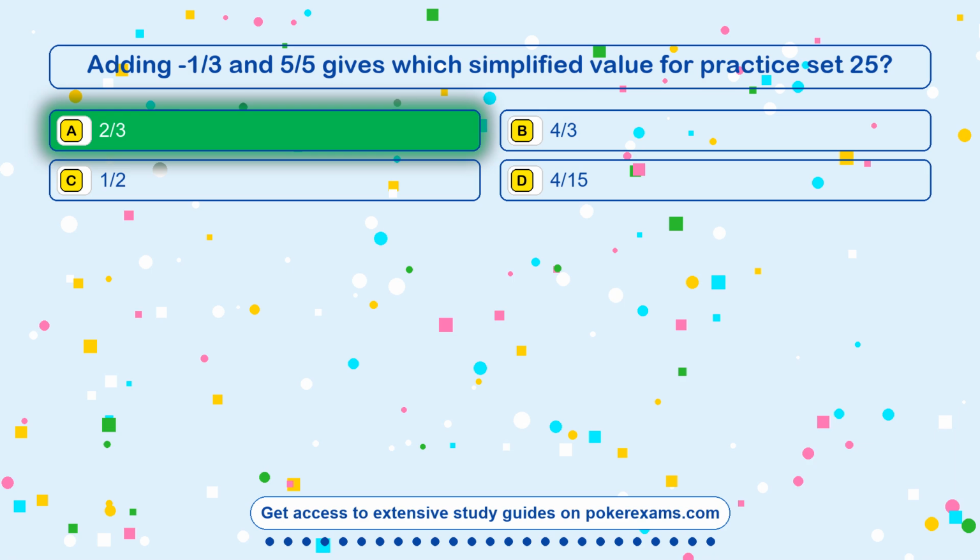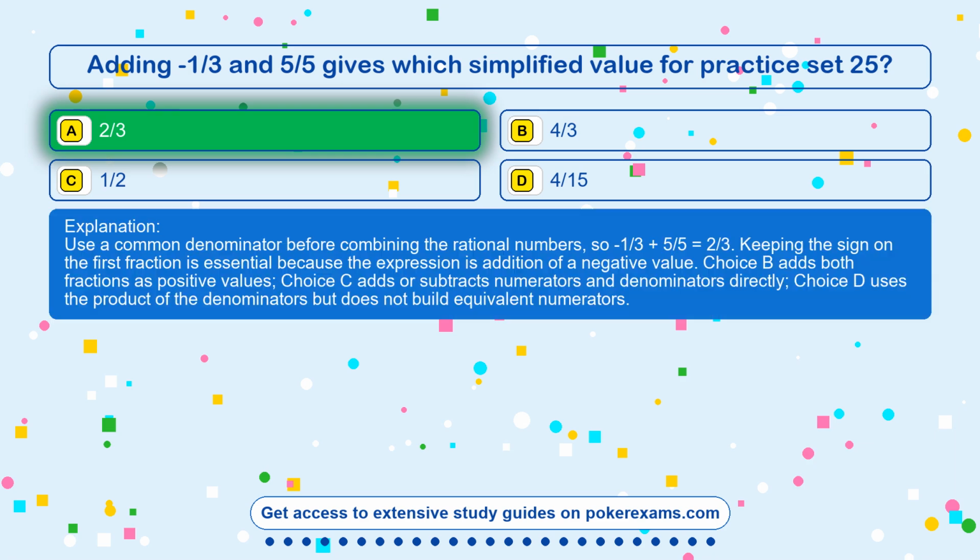The correct answer is option A, 2/3. Use a common denominator before combining the rational numbers, so -1/3 plus 5/5 equals 2/3. Keeping the sign on the first fraction is essential because the expression is addition of a negative value. Choice B adds both fractions as positive values, choice C adds or subtracts numerators and denominators directly, choice D uses the product of the denominators but does not build equivalent numerators.